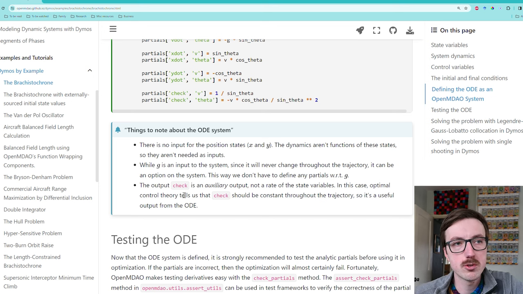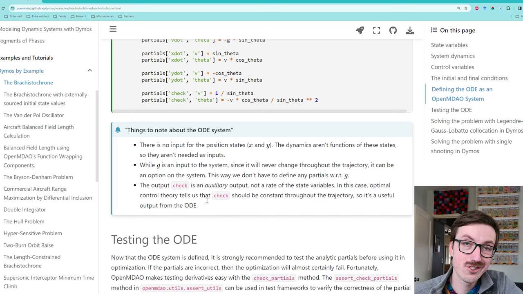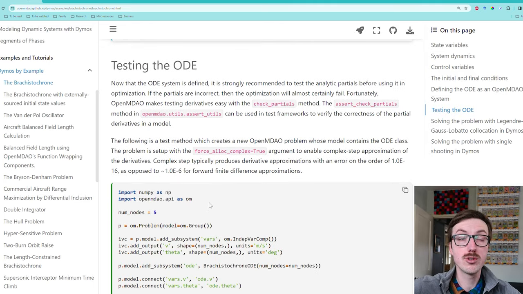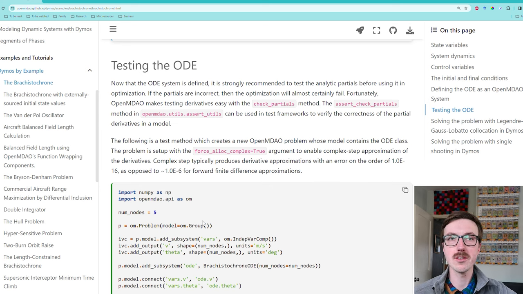And then I briefly mentioned this, but check, don't even worry about it. Check just lets us take a look at the trajectory and make sure that everything is going as we expect. In this case, we know the optimal solution, so we can check that. Hence why it's called check. Now let's test the ODE. You do need to check your ODE to make sure all your partial derivatives are correct. If they're not, when you hand this off to the optimizer, it's not really going to know what to do.